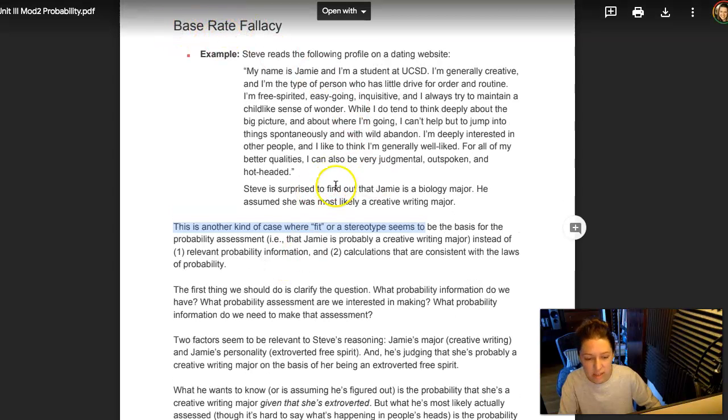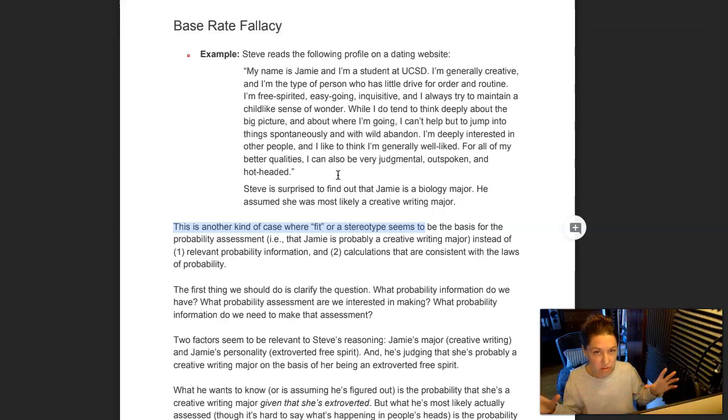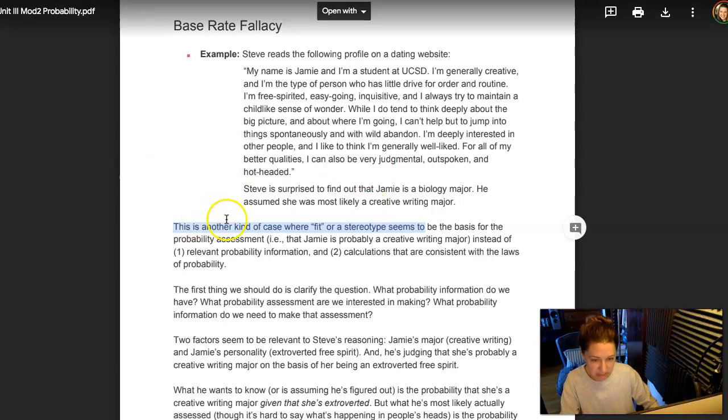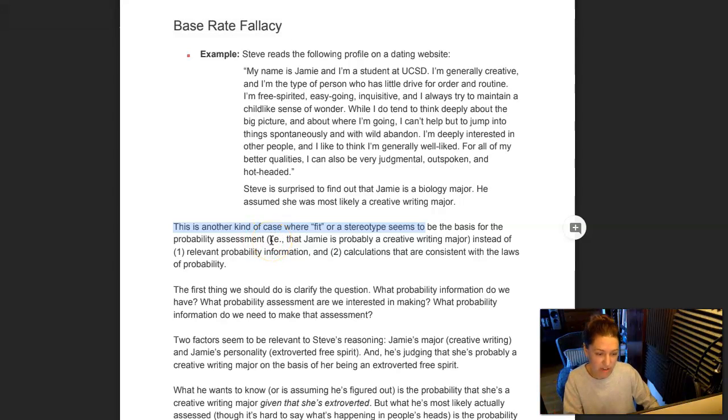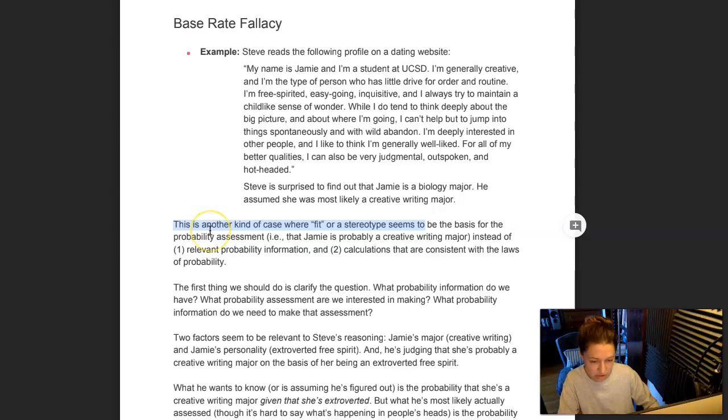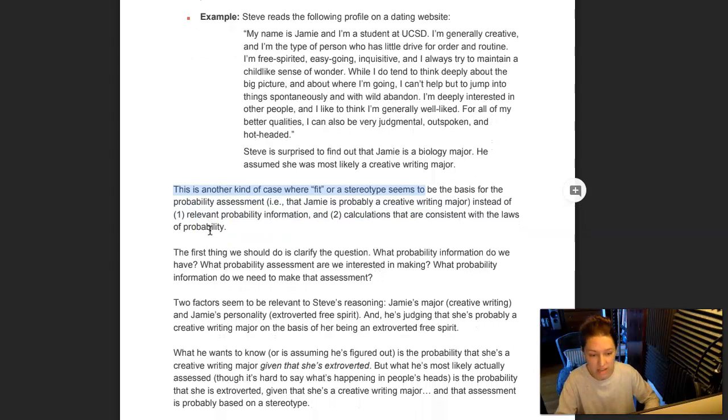Base rates. What is the probability, just in general, that Jamie is a creative writing major or a biology major? Independent of anything else we know about her, what is the probability that she is either one of those things? And the answer to that question significantly shapes our reasoning about whether or not she is probably a creative writing major, given this additional bit of information we are given. And when we ignore this base rate question, what are the odds she's a creative writing major at all, that's how we get led into the wrong answer here.